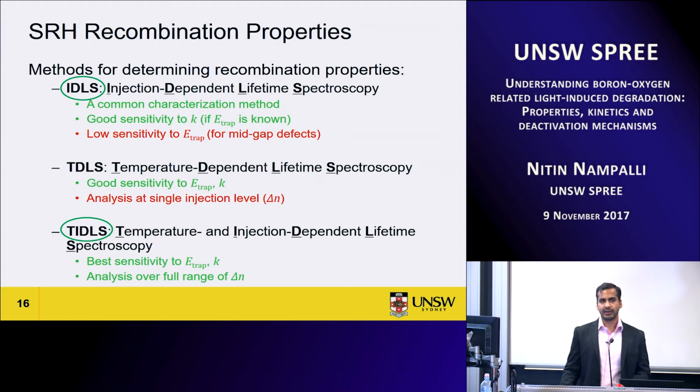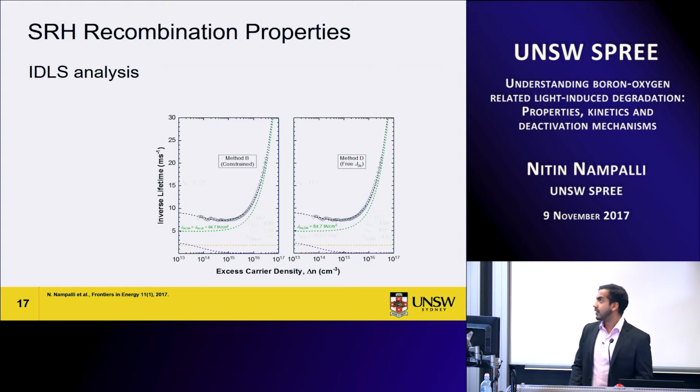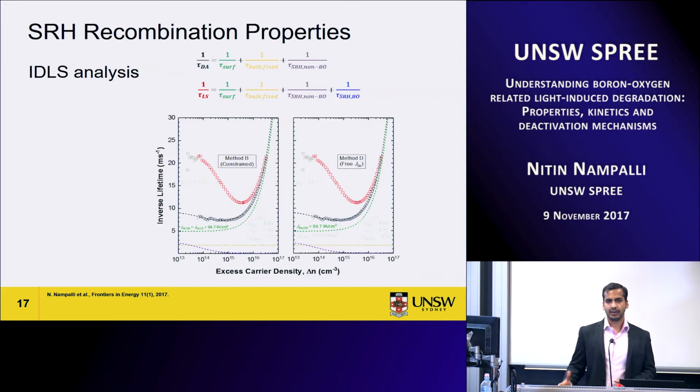So if we start off with a dark annealed inverse lifetime curve, we can fit this using certain components of lifetime. And the inverse lifetime after light soaking looks like this, and you can fit that again with an additional component for the boron oxygen.